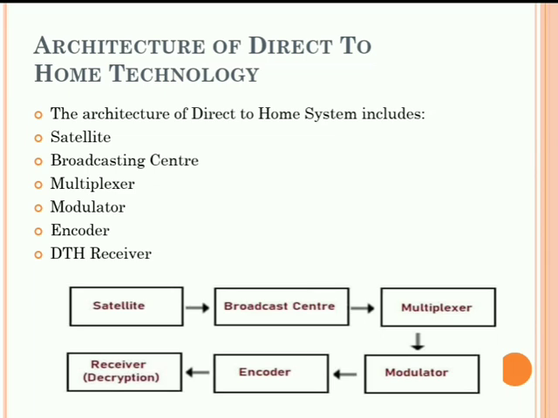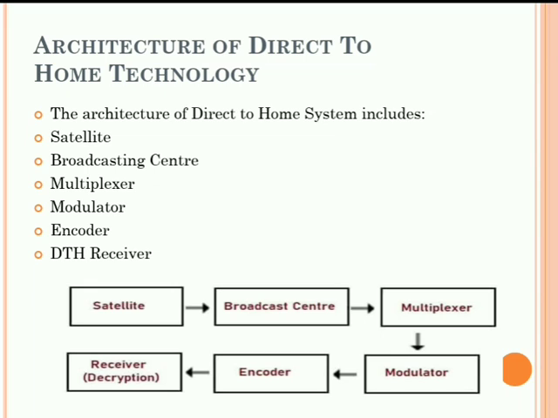First one is the satellite. A geostationary satellite plays an important role in the direct to home system. Satellites have a much larger line of sight range as they are higher in the sky than TV antennas. It transmits the signal to the DTH antennas. That is the use of the satellite here.